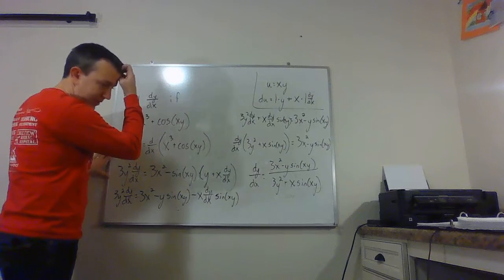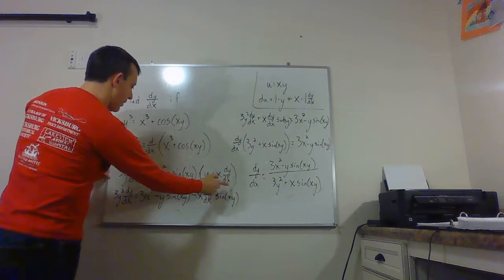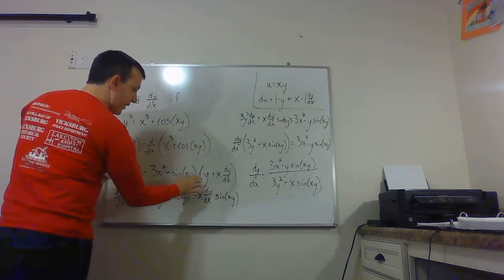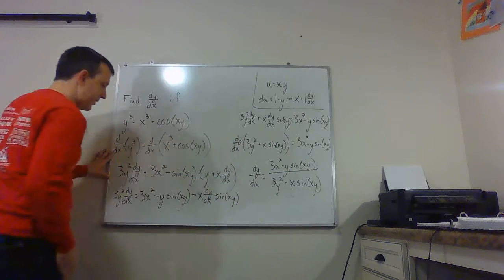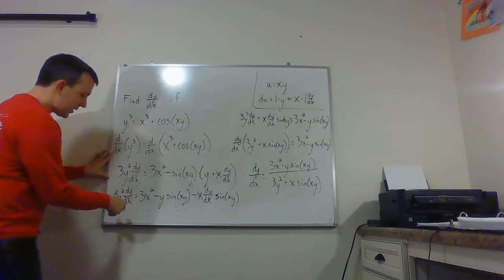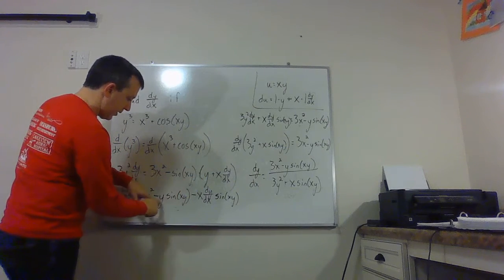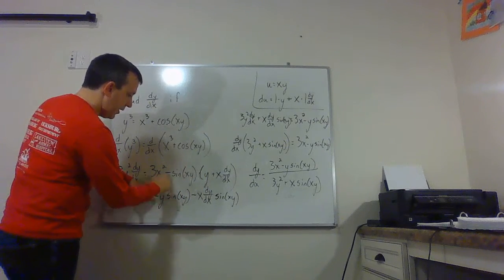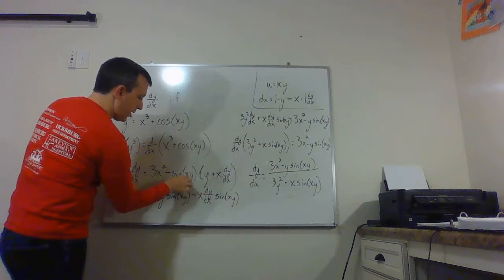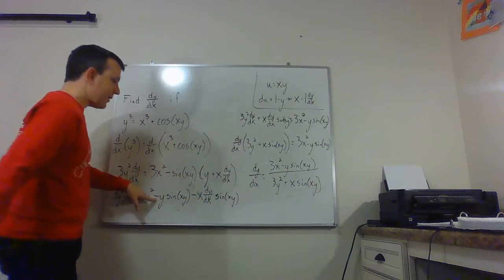To fix this, first I need to get this one out of the parentheses. So the next step was to expand the sine of xy times the parentheses. So I did that. The left side stayed the same, 3x squared minus y times sine xy, there's that piece, and then minus sine xy times x dy/dx, there's that piece.